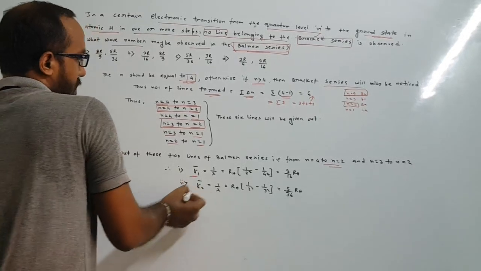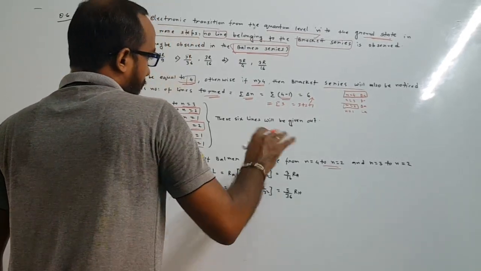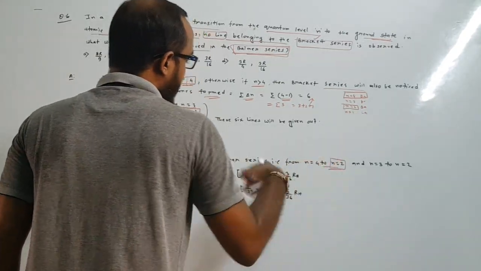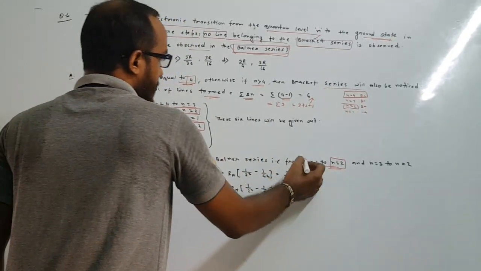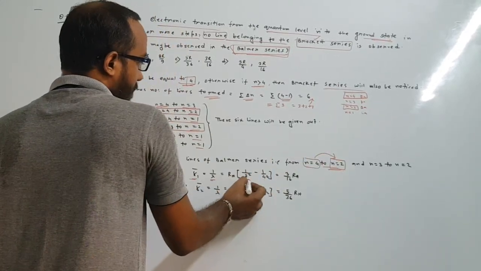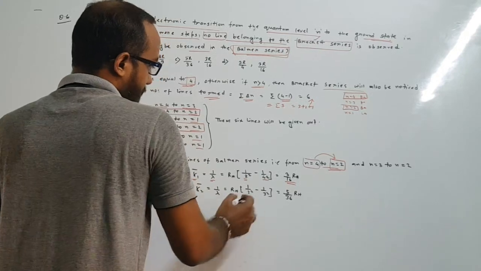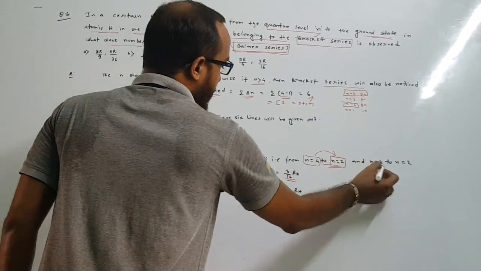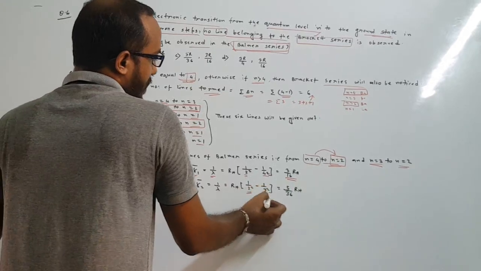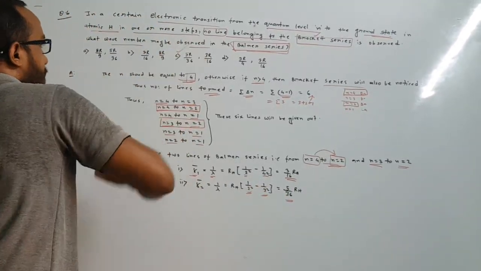So we know nu bar equals 1 by lambda equals RH, 1 by n1 square minus 1 by n2 square. From where to where does it jump? It jumps from 4 to 2, so here we will have 1 by 2 square minus 1 by 4 square. You will calculate and get 3 by 16 RH. And in the second case, n equals to 3 and n equals to 2, so we have 1 by 2 square minus 1 by 3 square, calculate, and we will have 5 by 36 RH. So our option C is correct.